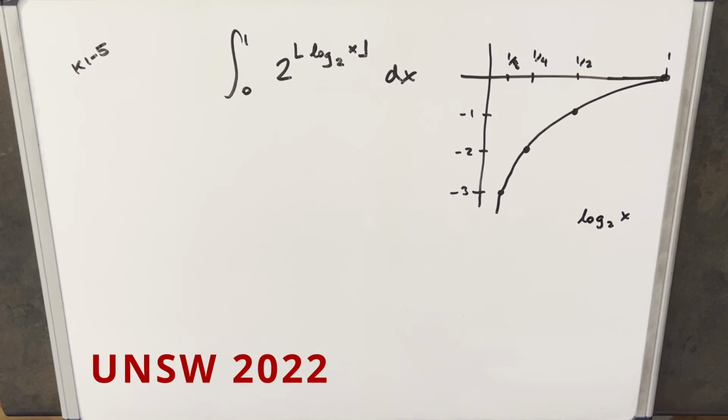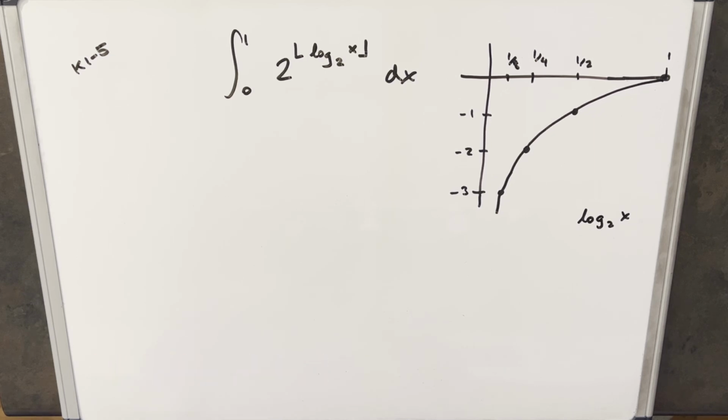Hey, we have here today an interesting problem from the UNSW Integration Bee 2022. This was knockout round 1, problem 5. We have the integral from 0 to 1 of 2 to the floor of log base 2 of x dx.